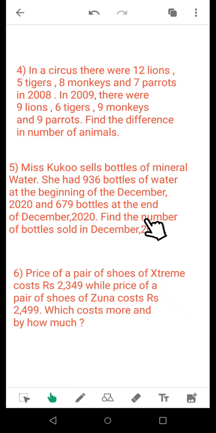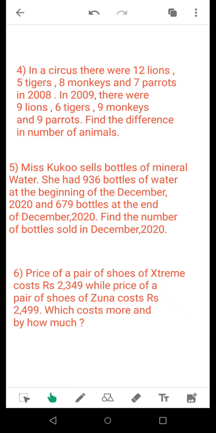So you have to find the number of bottles sold in December 2020. So what you can do, considering that they haven't purchased any other bottles from any other seller, from the greater quantity you subtract the smaller quantity and then you can get how many bottles of water were sold in the month of December 2020.